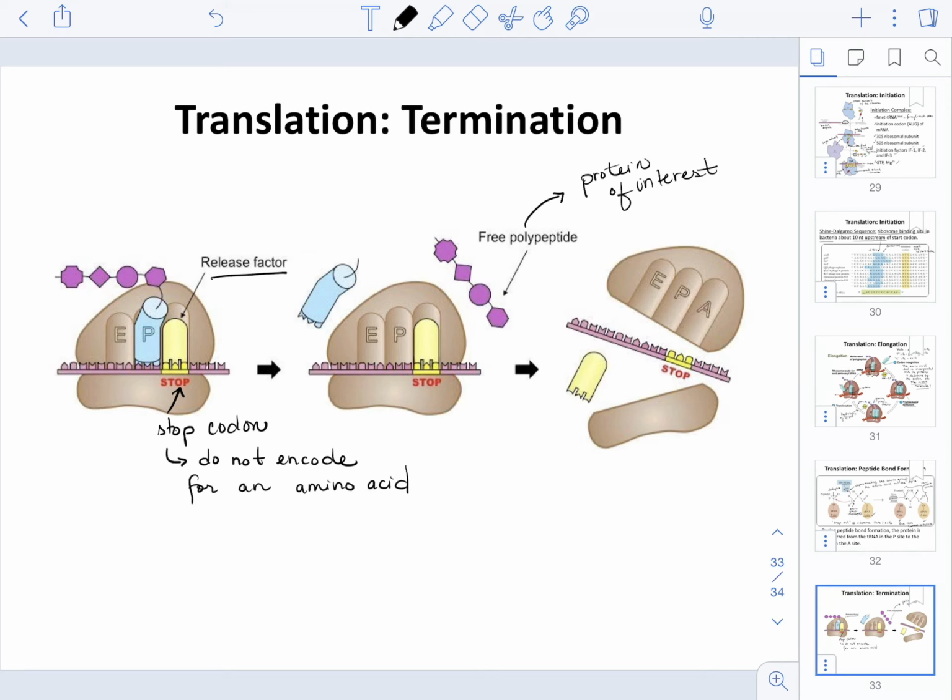And overall, that whole amino acid chain is going to undergo folding, generating the secondary structure, tertiary structure, and quaternary structure if it contains it.